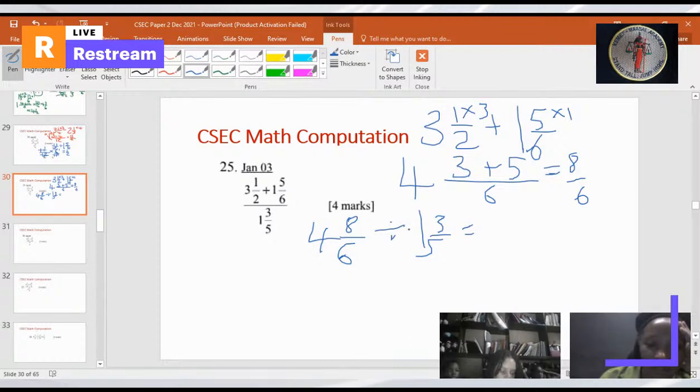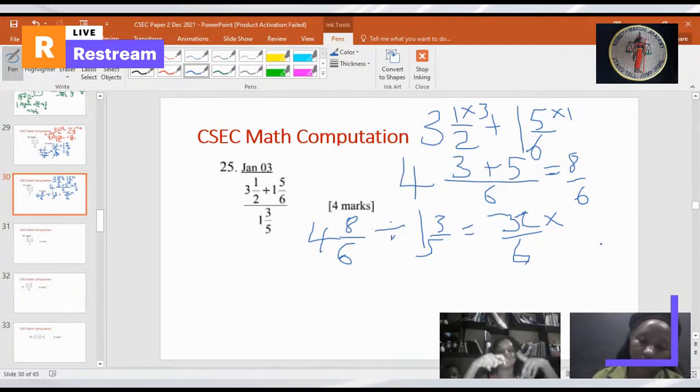So 6 fours, 24 plus 8. Yes, right, miss. So that's 32 over 6. My mouse is misbehaving. And we change the division sign to a multiplication. Yes, miss. And then we're going to also change the second mixed number, but after we change, we're going to flip it.